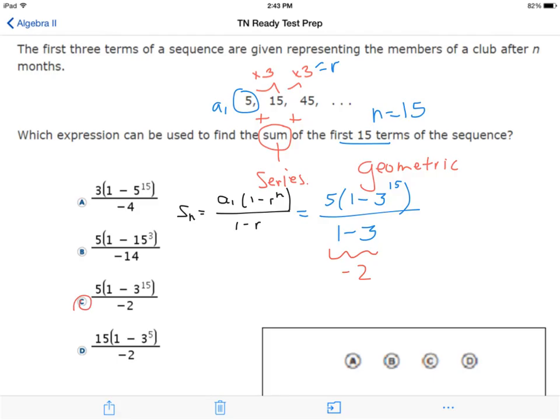Just remember when you're doing the 10 ready test that you really want to make sure that you are bubbling in on your answer sheet.